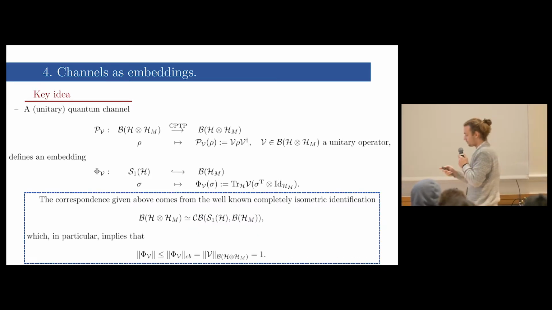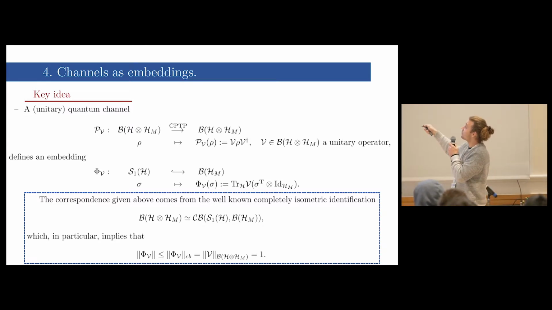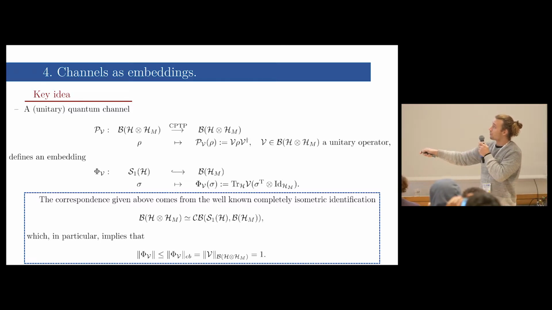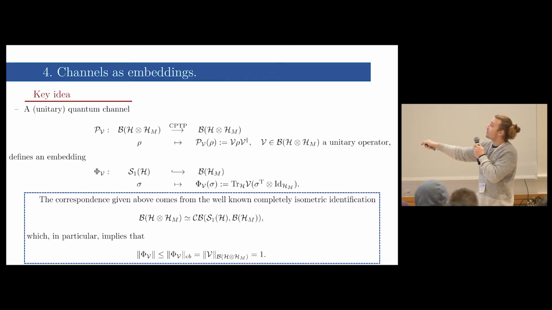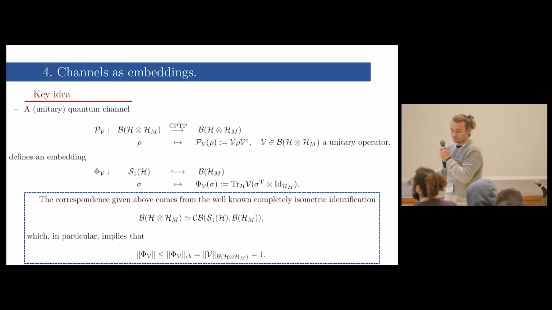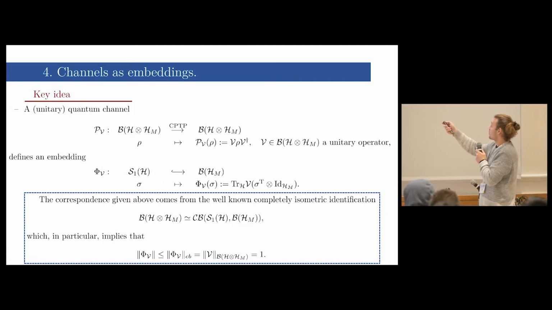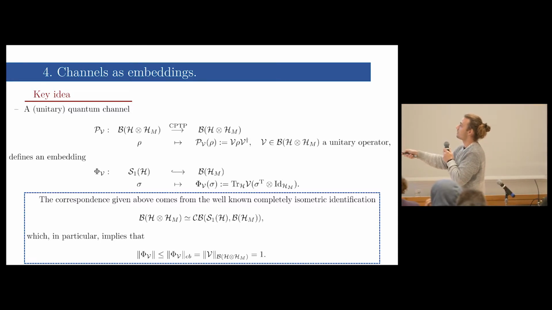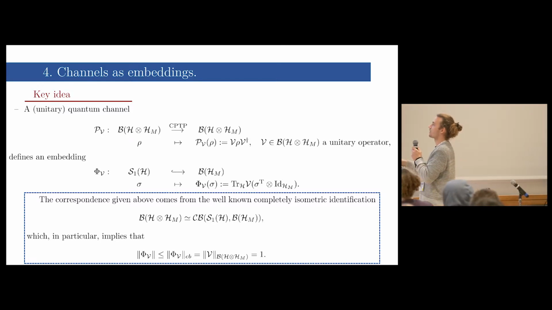Let me comment that this correspondence comes from a very well-known completely isometric identification between these two spaces: the space of bounded operators on a composite Hilbert space, such as our V, and the space of completely bounded linear maps between this space S1 of H and B of H_M. So in particular, once we know this completely isometric identification, what we get for free for our embedding is that it is contractive, and indeed completely contractive.